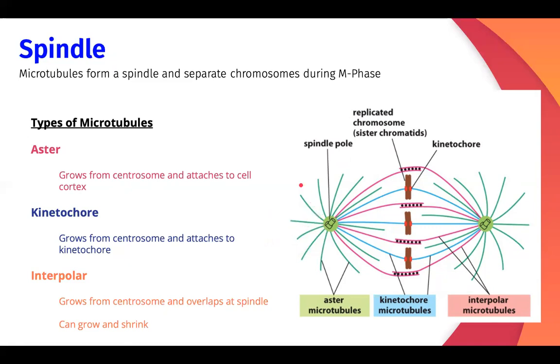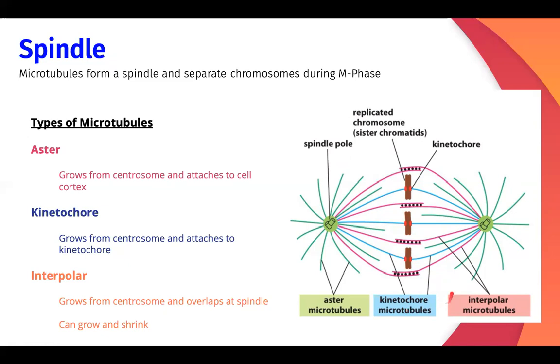So those are the ones that are going outwards towards the cell cortex, because obviously our chromosomes are lined up in the middle. So this is the outside. Then we have our kinetochore microtubules, which grow from the centrosome and attach to the kinetochore. So those are blue. And so you can see they're growing from the centrosome still and coming to connect at the kinetochore, which is just a part of the chromosome where those bind.